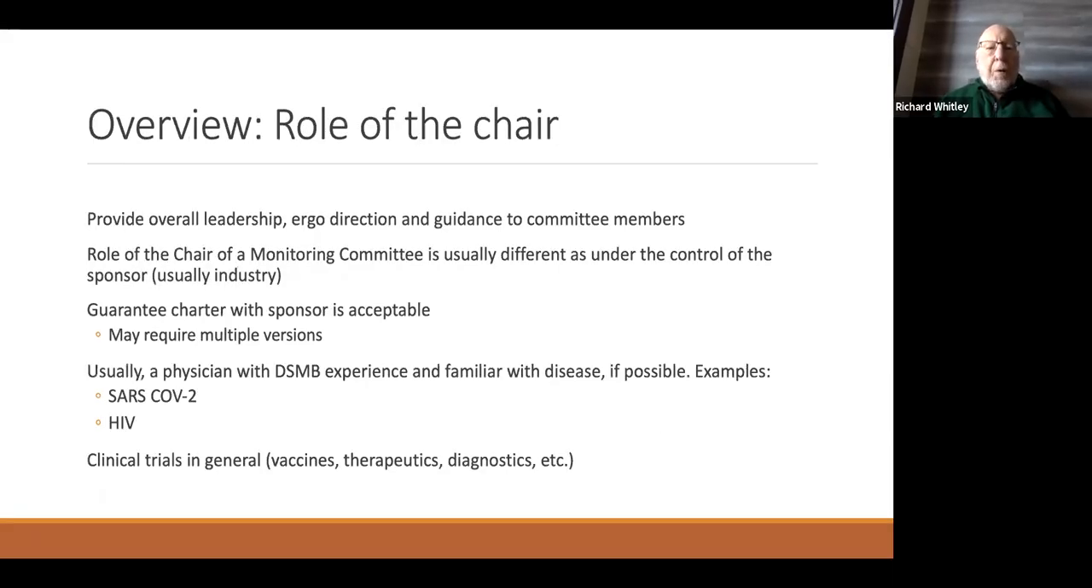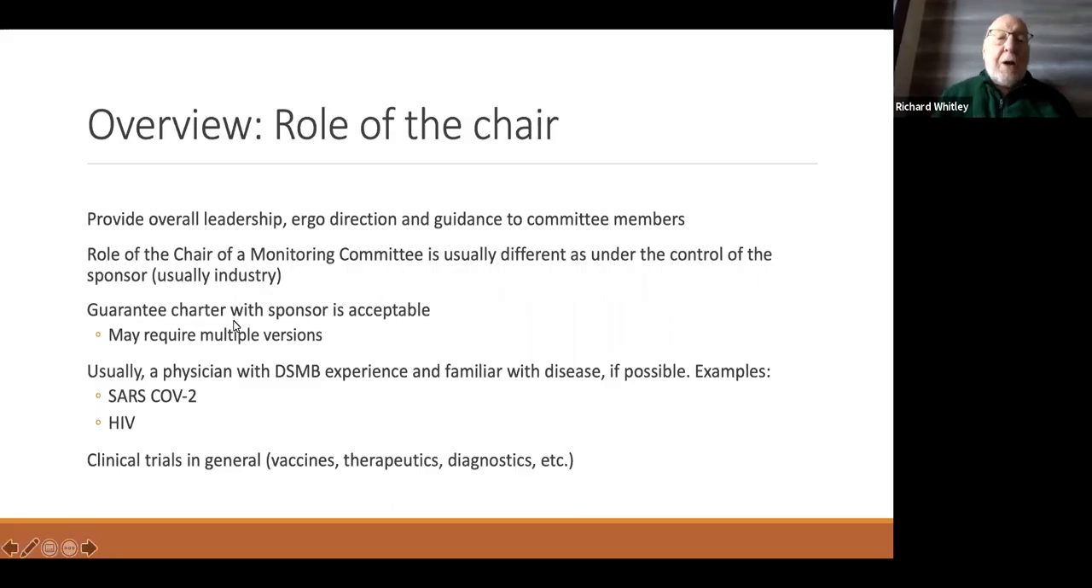So, what is the role of the chair? The chair has to provide overall leadership for the Data Safety and Monitoring Board, ergo direction and guidance to committee members. And each committee member may have differences of opinion or ideas that may, of necessity, be brought to the table. The role of the chair of a monitoring committee, as opposed to a data safety and monitoring committee, can be different, as it's usually under the control of a sponsor that is industry. Industry sometimes generates an agenda that's very different than the one that I showed you a minute ago.